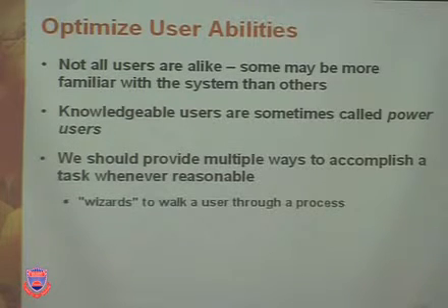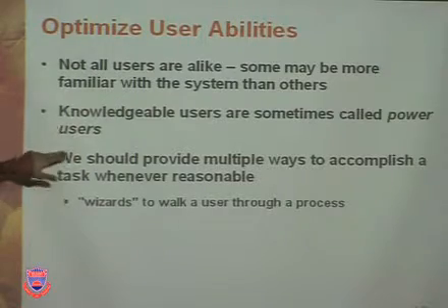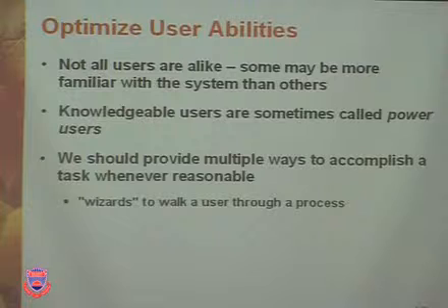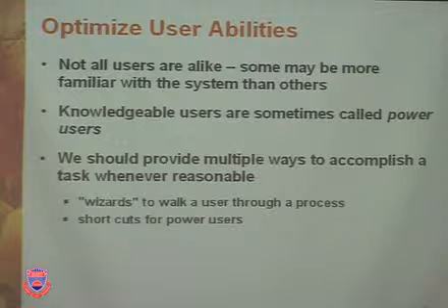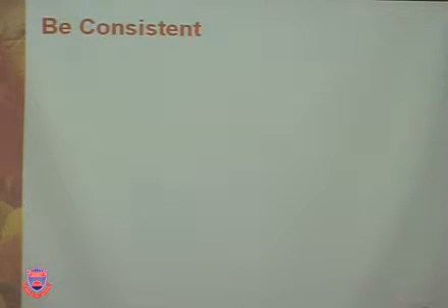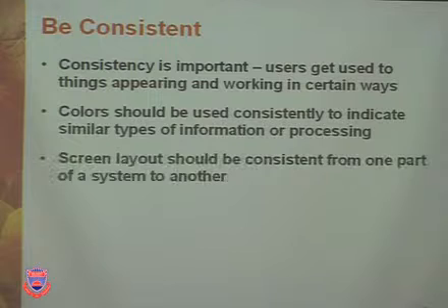You also would like to have user abilities optimized. Knowledgeable users are sometimes called power users. So you would like to design your software for the power user to be able to use it efficiently, or also wizards to walk a user through a process, which will be the basic user's way of using your program. Facilities to help the user indicate what is done and how it is done should be included as well.